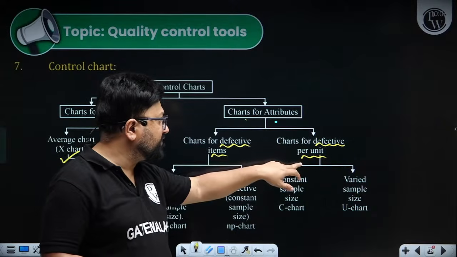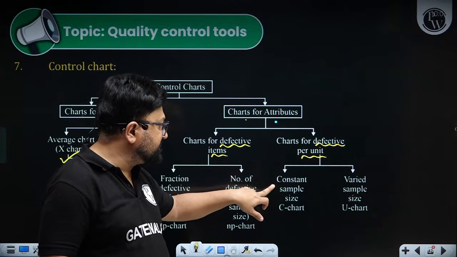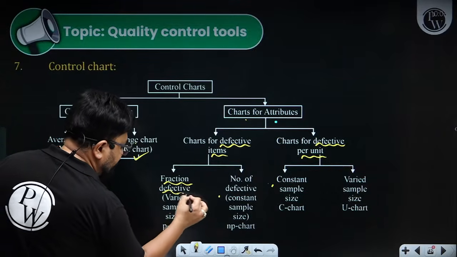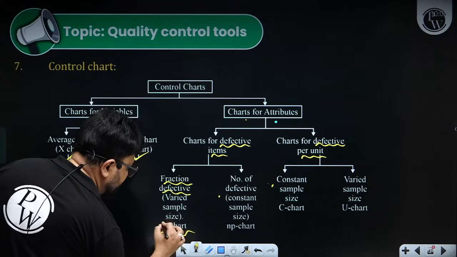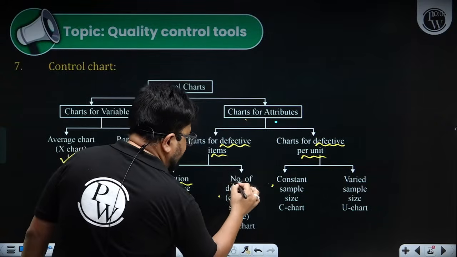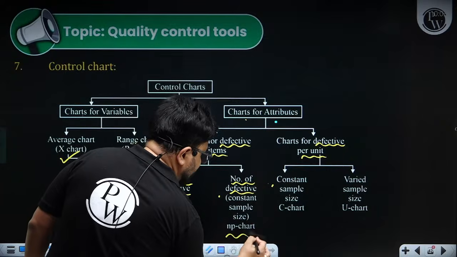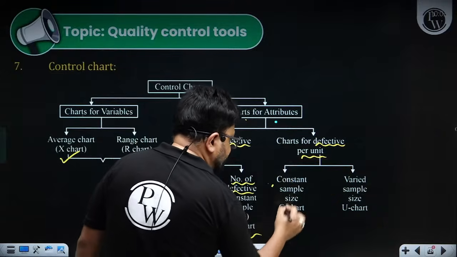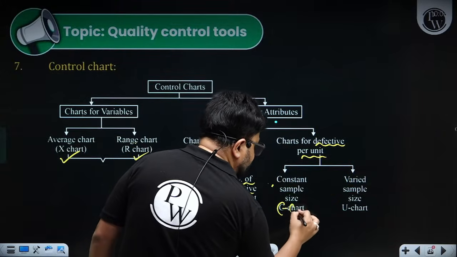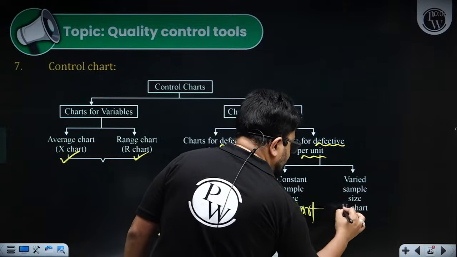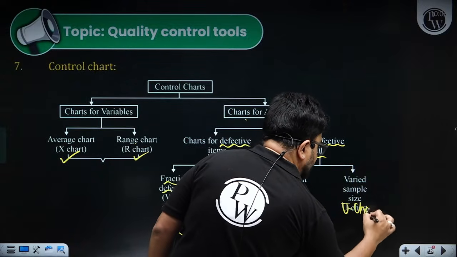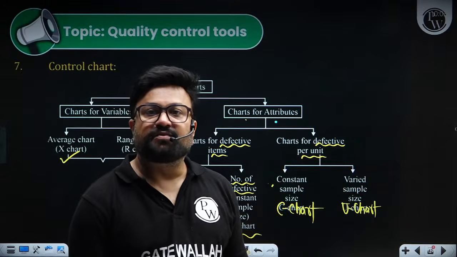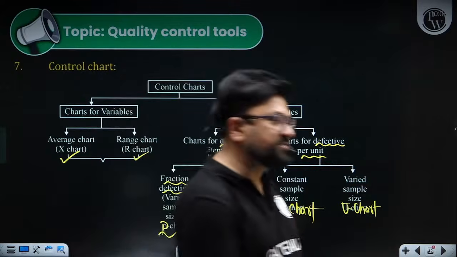Here, charts for defects per item have a constant sample size, that is the C chart. In the fraction defective chart, we use the P chart. Please remember the P chart. In number of defectives, we consider the NP chart. For defects per item we use the C chart and U chart. Only remember this three. It is more than sufficient for you.